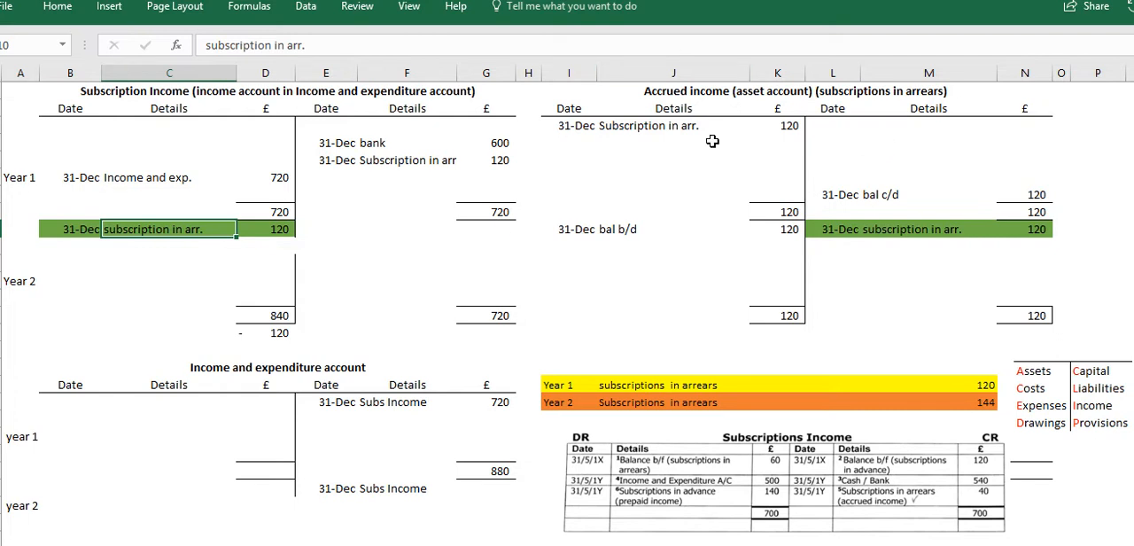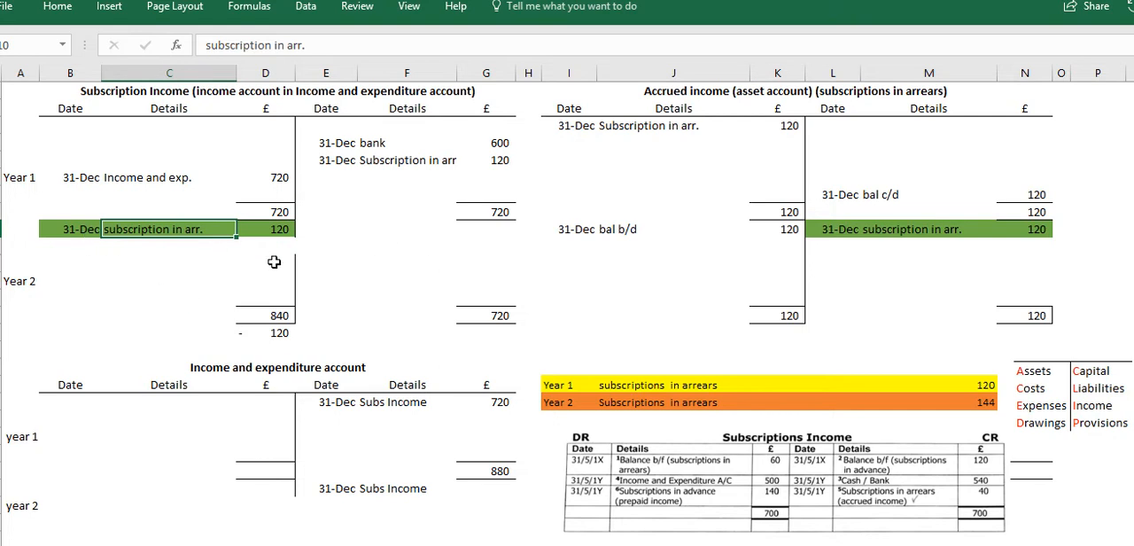to empty out the accrued income account. We have brought the balance over into our subscription income account. So if we just have a look at our T account down here, income is on the credit side. So the fact that we have brought this in on the debit side is now going to reduce the overall value of our income account in year 2.